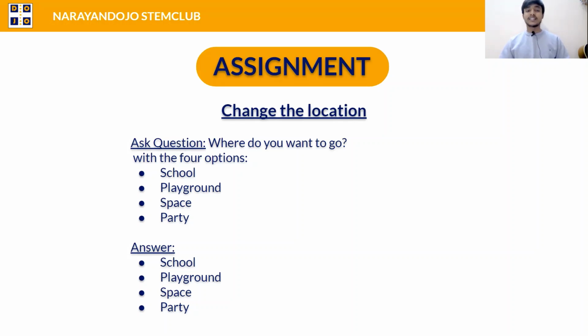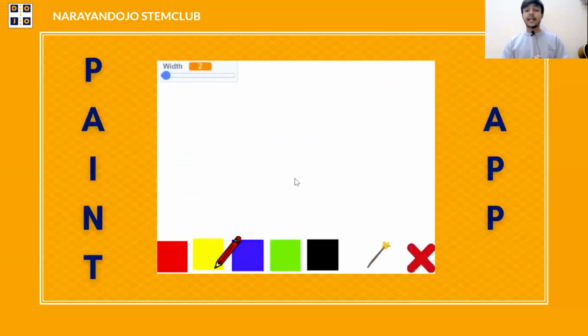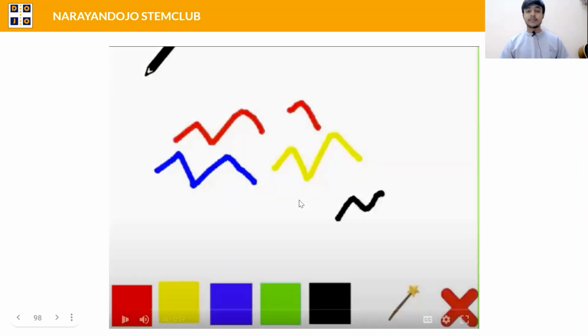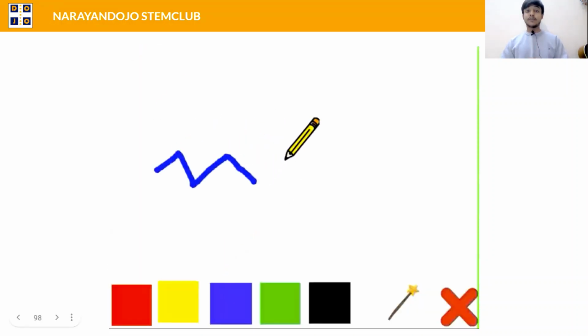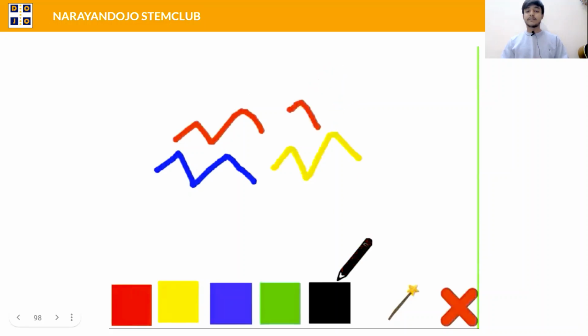Okay, so let's start the session. Today we will make the paint app. The app which we are going to make today will look something like this. With this app, you will be able to draw any drawing as you are able to draw on the Microsoft Paint app. And not only this, at the end, we will also make the eraser for erasing your drawing, as you are able to see on the screen.